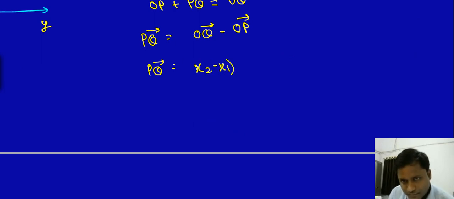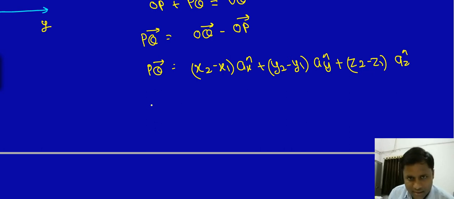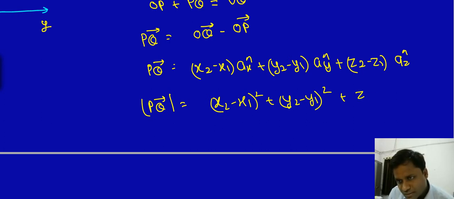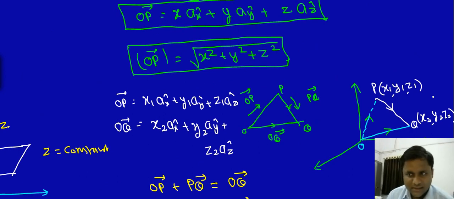It should be x2 minus x1 times ax cap plus y2 minus y1 times ay cap plus z2 minus z1 times az cap. If I find the magnitude, it should be the square root of x2 minus x1 whole square plus y2 minus y1 whole square plus z2 minus z1 whole square. So with this concept, we can calculate the distance between the two points, or the distance from O to the point Q.